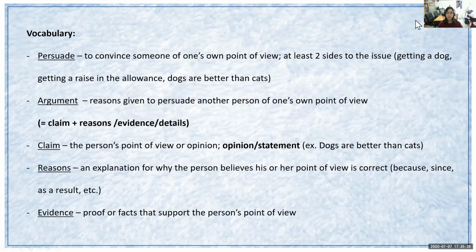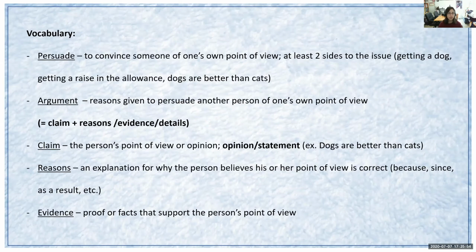We have 5 vocabulary terms that we're going to focus on. The first one is persuade. Persuade means to convince someone of one's own point of view. It's good to remember that there's always going to be at least 2 sides to the issue. Some of the issues that you might be trying to persuade someone on are getting a dog versus not getting a dog, or getting a raise in the allowance versus not getting a raise as the opposing view.